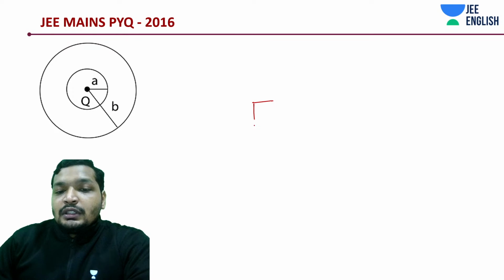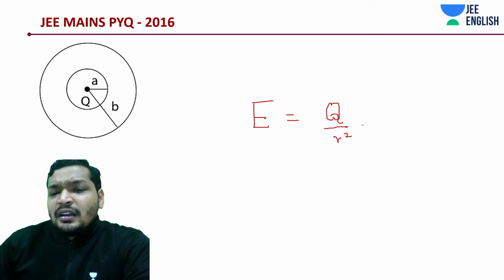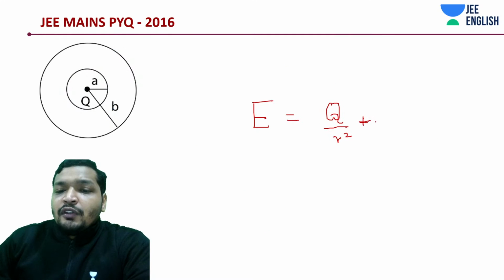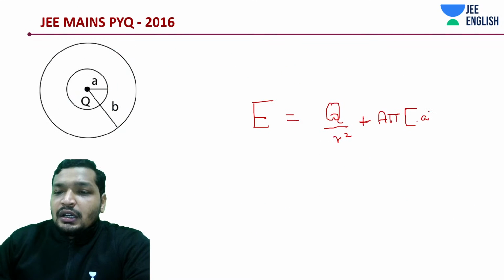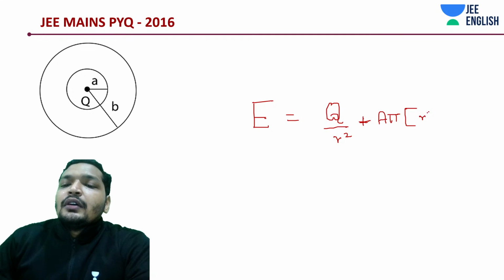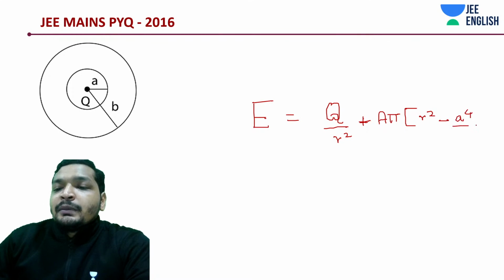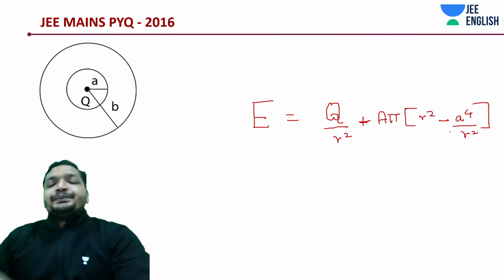Electric field. What we need is the electric field, which is going to be Q by R square minus of plus of A into pi divided by A to the power 4. Okay, R to the power 4 divided by R square, which is going to be how much? R square. Which is going to be R square minus A to the power 4 by R. This is correct? Yeah. Alright.